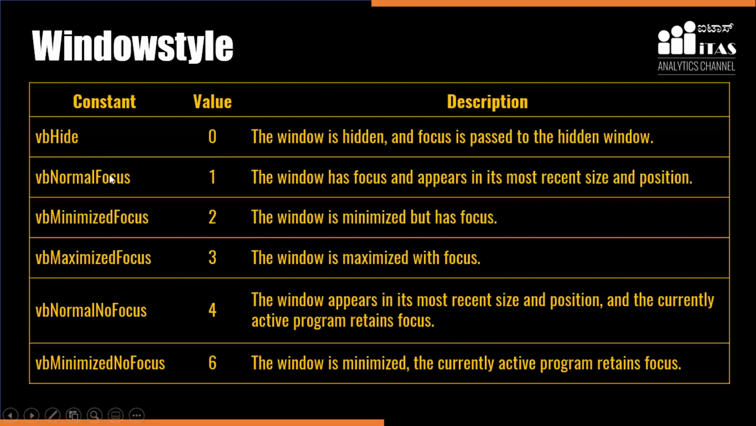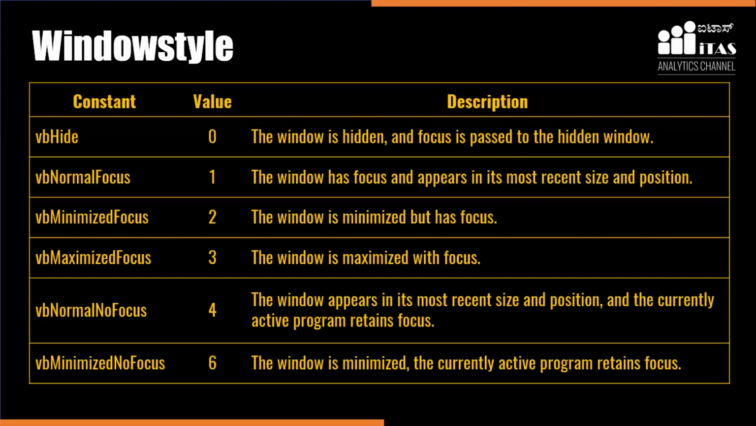Either you can mention the constant values or you can also mention the values here, that is 0, 1, 2, 3, 4, 5, 6. When I say 0, the application is opened in hide mode. If I say 1, that will be like a normal focus, and if I say 2, then it is in minimized focus, or 3 maximized focus, and 4 normal no focus. That means the application is not focused, not enabled, but still it is opened, and 6 will be minimized with no focus.